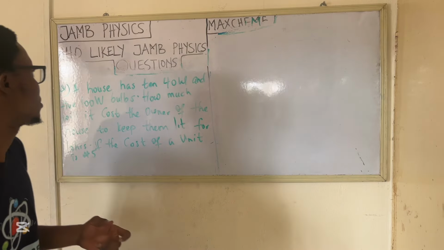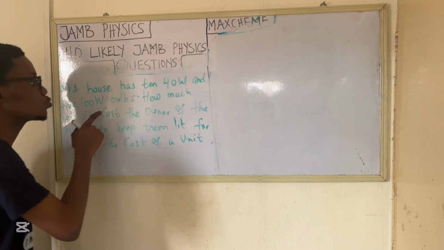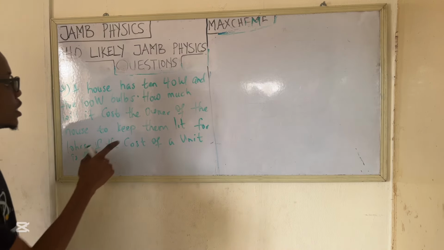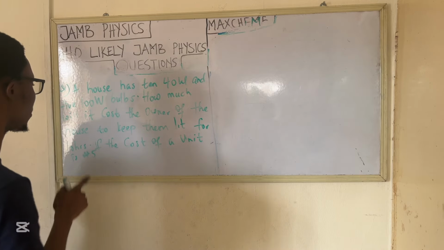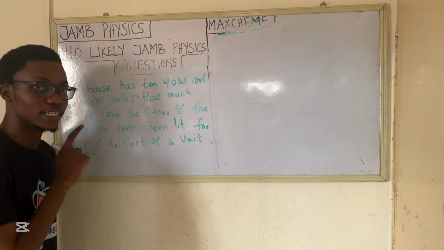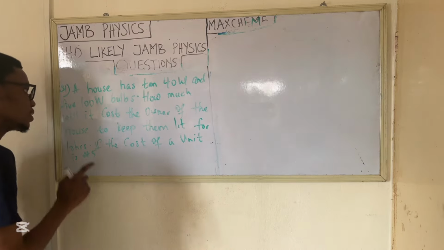Question 31. A house has 10 40 watt and 5 100 watt bulbs. How much will it cost the owner of the house to keep them lit for 10 hours if the cost of a unit is 5 naira? That means per unit the cost is what? 5 naira.